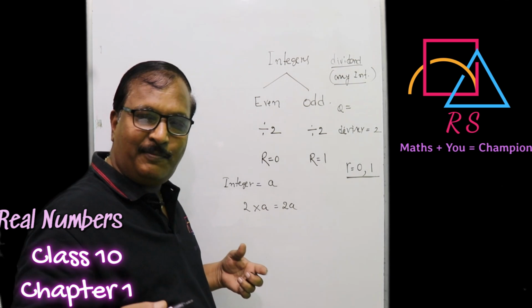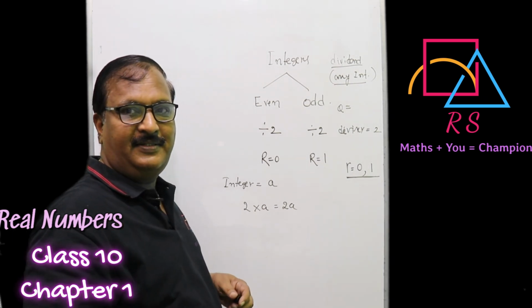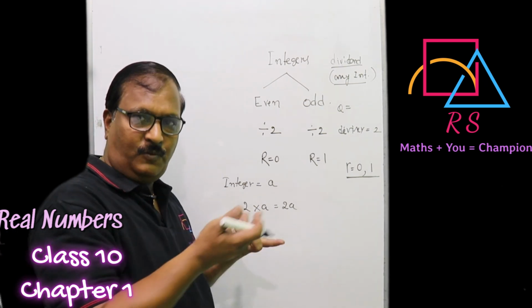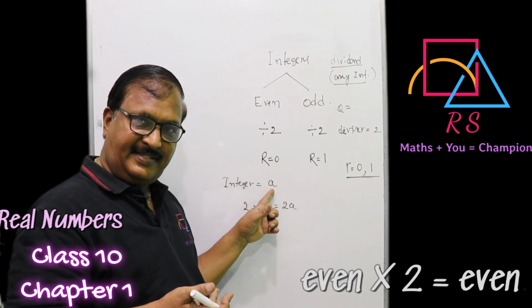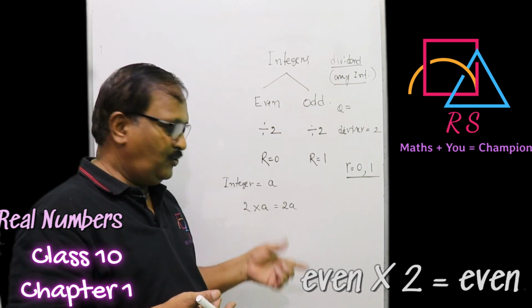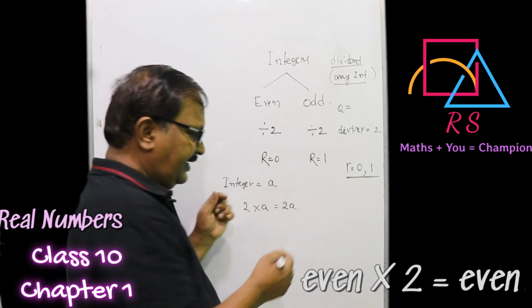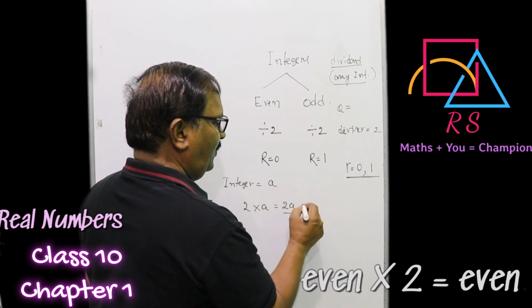Any number multiplied by 2 is an even number. That is a fact of even numbers. Every number multiplied by 2, we will be getting an even number. So here an integer, if you are multiplying with 2, definitely you will be getting an integer. So 2a is always an even integer. It is always even.